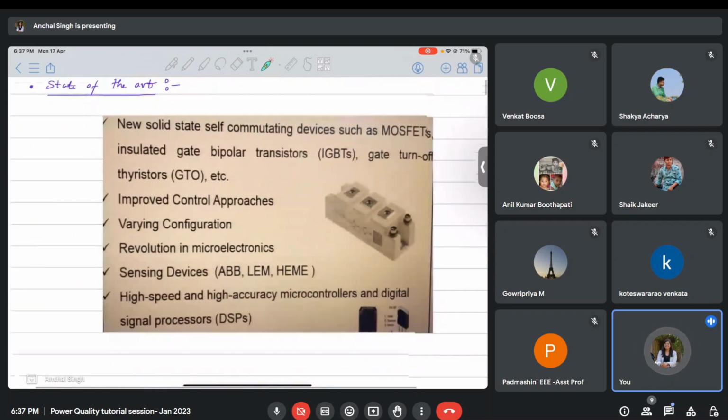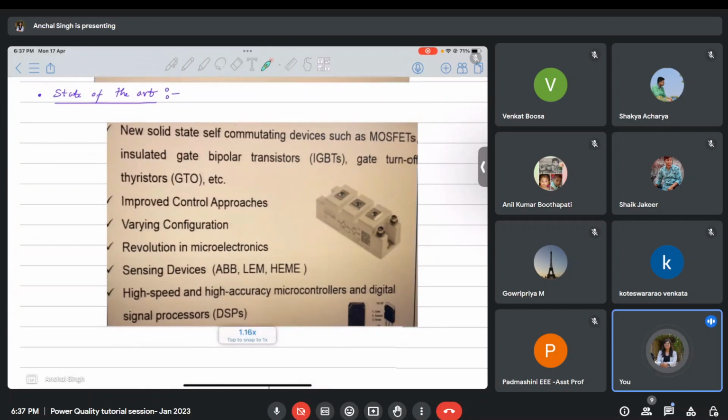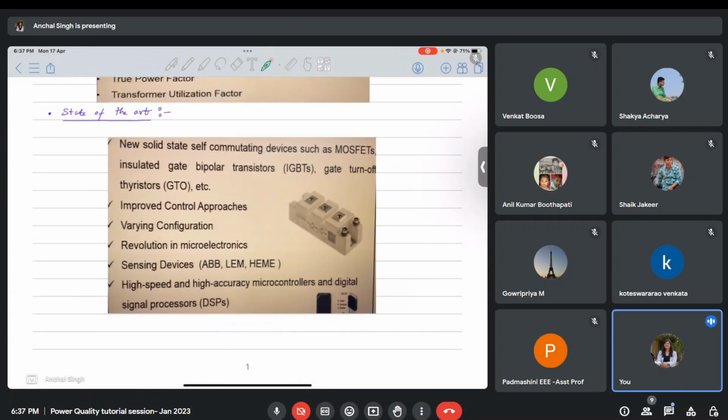So if you look at the state of the art, in today's world, a lot of solid state self-commutating devices have come into picture, like MOSFETs, IGBTs, GTOs. So these switches are being used in the latest converters. Then there are improved control approaches.